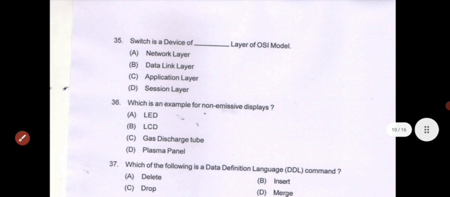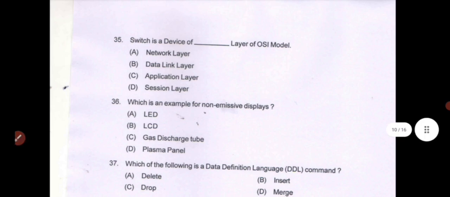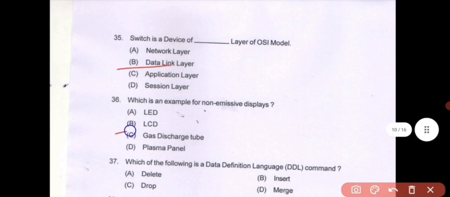35. A switch is a device of dash layer of OSI model. The correct answer is data link layer. Which is an example of non-emissive displays? Correct answer is option B, LCD.